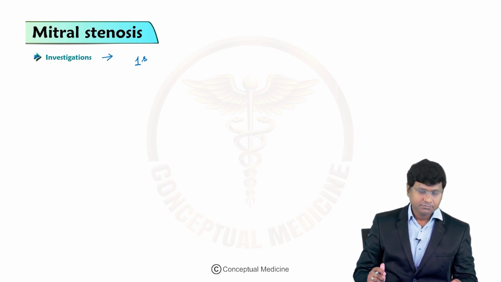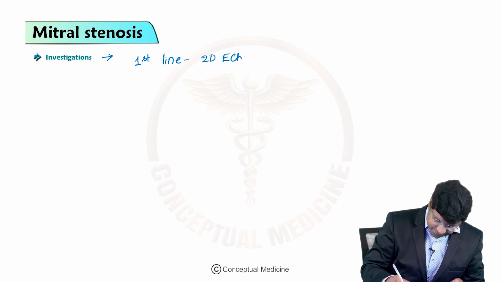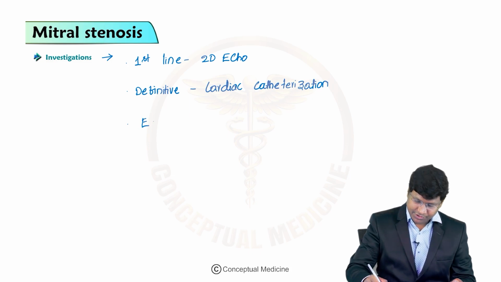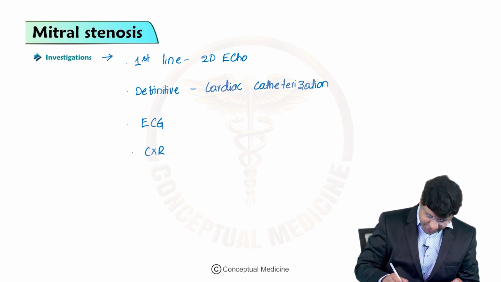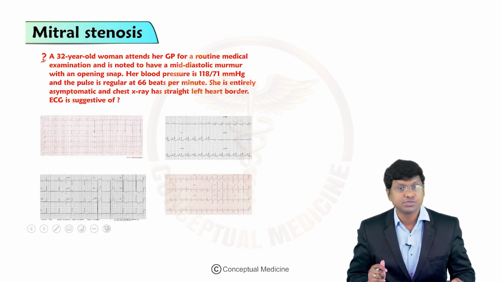Now coming to the investigations in these individuals. See, the first line investigation will be the 2D echo, right? But what will be the definitive investigation? The definitive investigation which is required is cardiac catheterization. Right, cardiac catheterization. Okay, that will be the definitive investigation. And the other investigations are ECG as well as the chest X-ray. So these are the investigations which are required for the diagnosis of mitral stenosis.